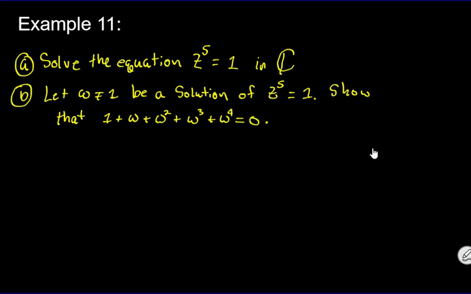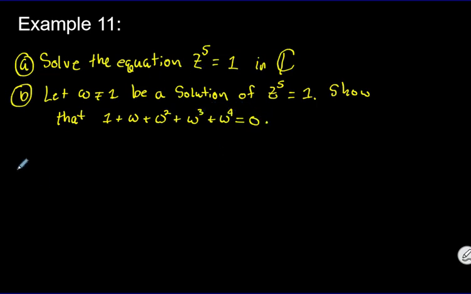Hello, we're going to look at example 11. It says to first solve the equation z to the fifth equals 1 in complex numbers, and this is the symbol for our complex numbers. Then in part B, we let omega, this is the Greek symbol omega, not equal to 1, be a solution of the complex equation z to the fifth equals 1, or just the equation z to the fifth equals 1, right? And then show that 1 plus omega plus omega squared plus omega cubed plus omega to the fourth equals 0.